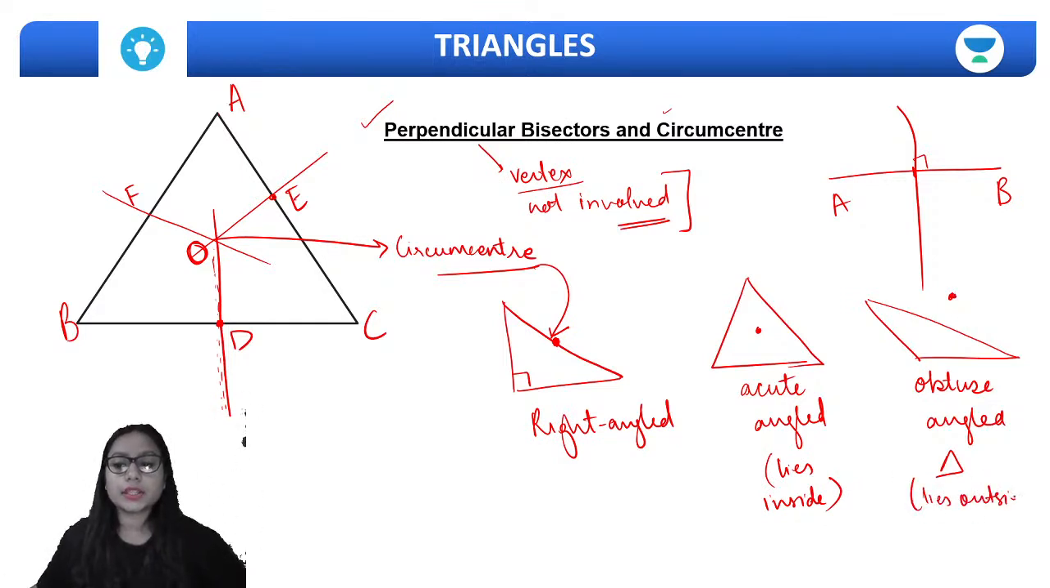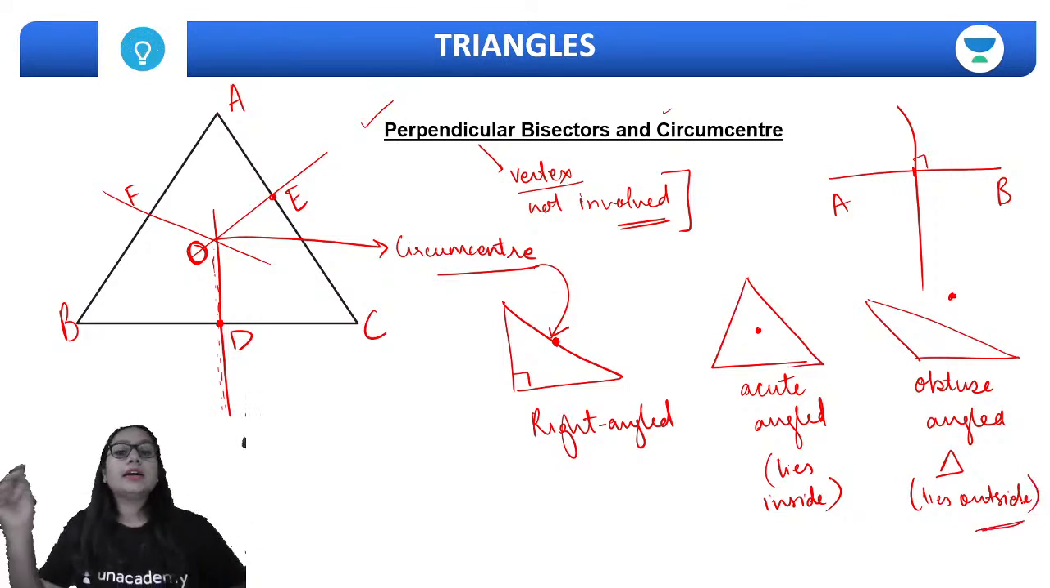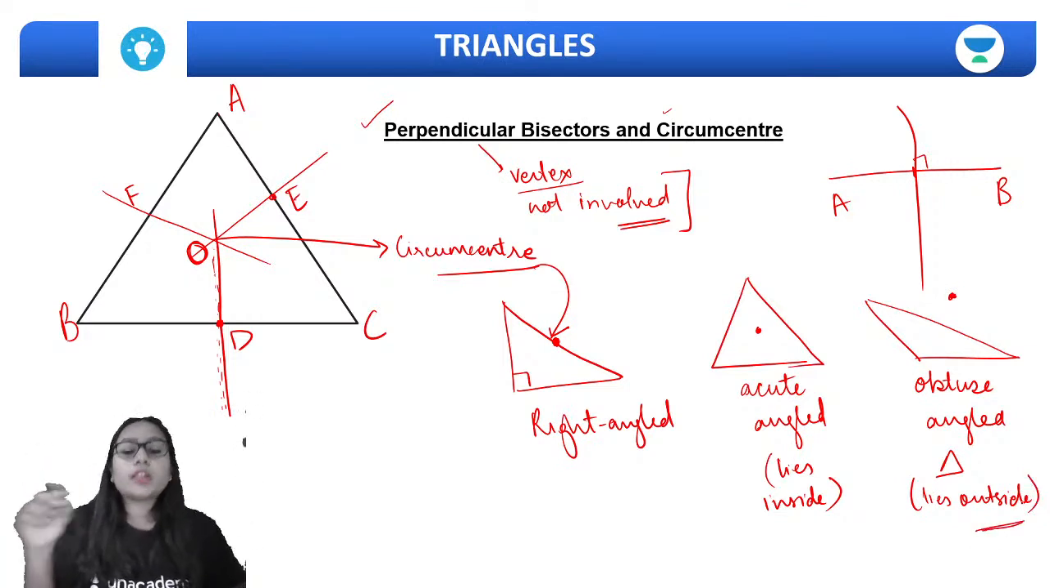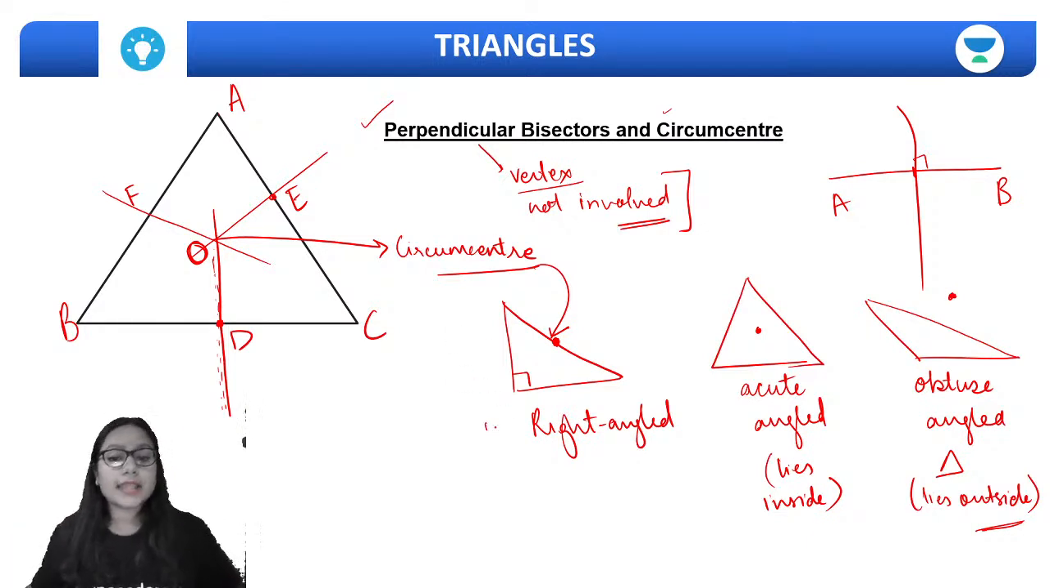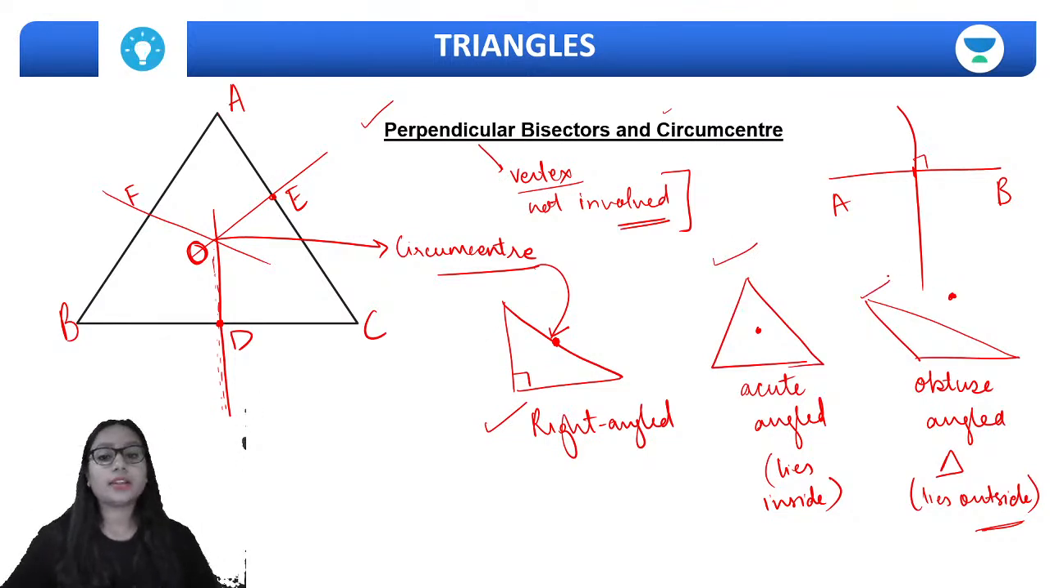So this is something that you can remember: the point of intersection of all the perpendicular bisectors of a triangle is the circumcenter. The circumcenter lies on the hypotenuse in a right angle triangle. It is inside in an acute angle triangle and it is outside in an obtuse angle triangle.